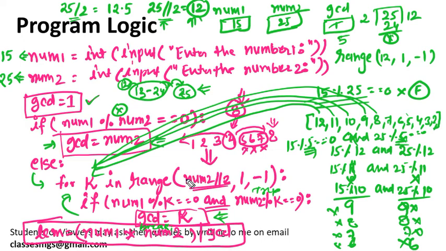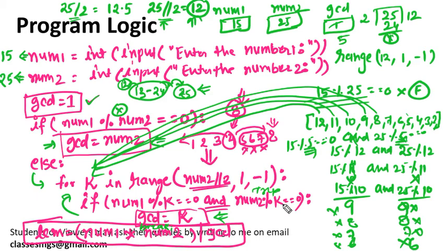We are not interested in the least common divisor. We are interested in the greatest common divisor, the highest number that divides both numbers. That's why we will stop this loop here and print the GCD.